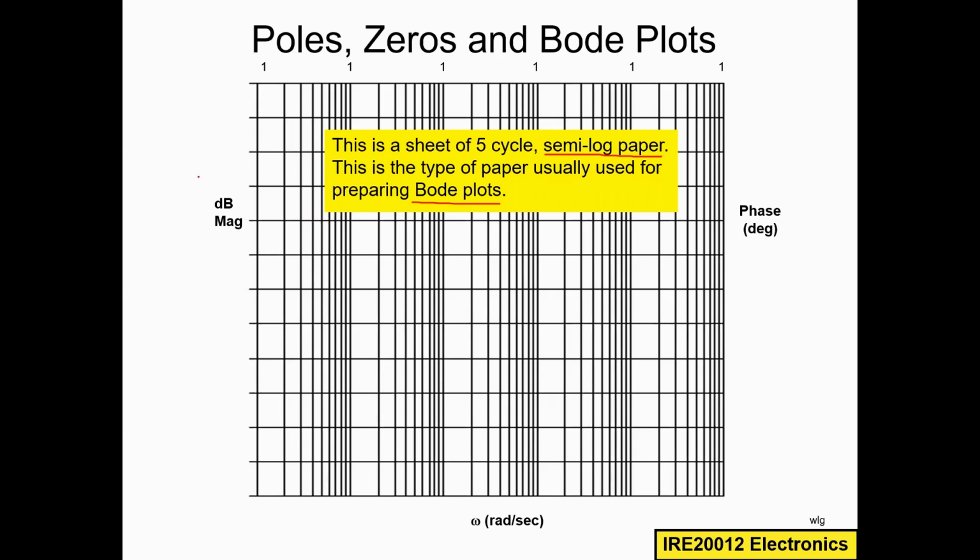On the left side, this is called magnitude in dB, decibels, and here the phase angle in degrees. So the y-axes are different, but the x-axis is the same for both magnitude and phase, and that is omega, in radians per second. So you should know the units: magnitude in dB, phase angle in degrees, and omega in radians per second.